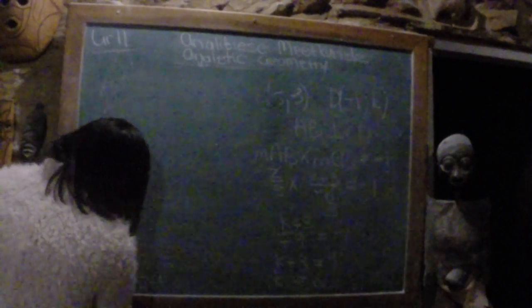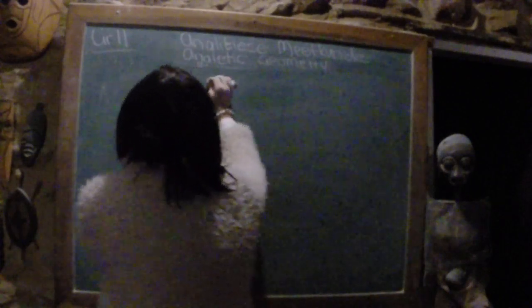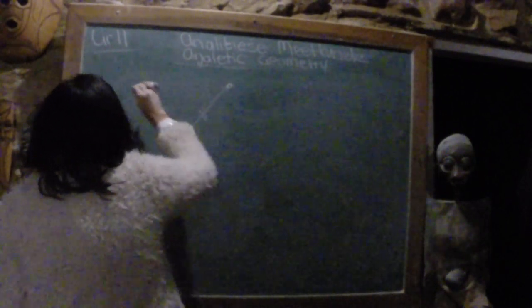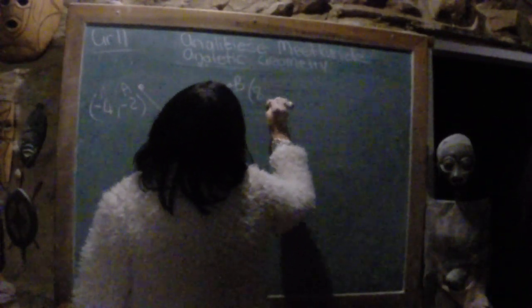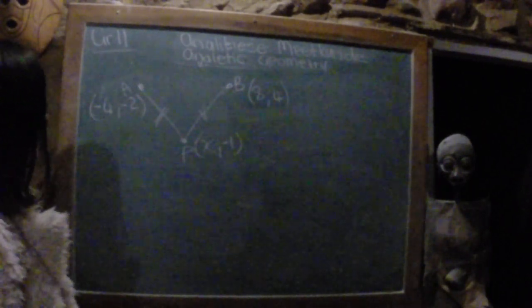Now let's come to our last example. And the last example says, a point P is equidistant from a point A and B. In other words, if I have a point A and a B, that point P is the same distance from A as from B. So they give the coordinates of P as x and minus 1. And the coordinates of A is minus 4, minus 2, and the coordinates of B is equal to 8, 4. So they say that this point P is the same distance from A and B, determine the value of x.